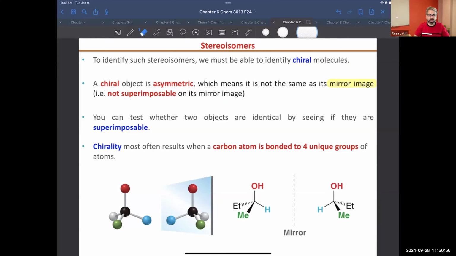Again, let's rephrase. We're talking about stereoisomers, and we have molecules that are mirror images of each other, like the right and left hand, but they are not superimposable. What does it mean? When you put them on top of each other, they're not going to match each other perfectly. Something is going to be off. In that case, we say you are dealing with stereoisomers. And first thing, what is chirality? How do I get a chiral molecule?